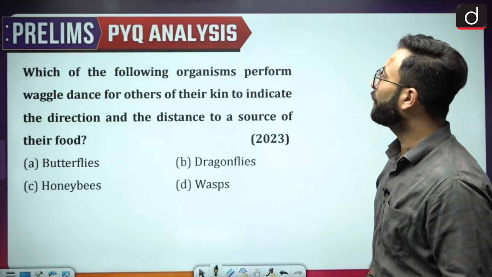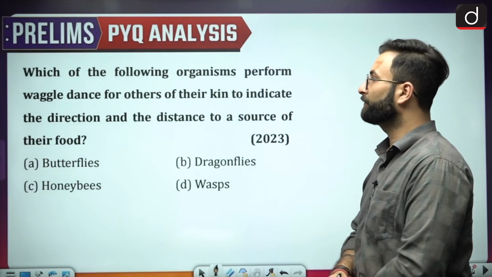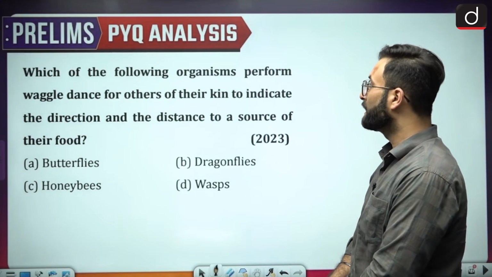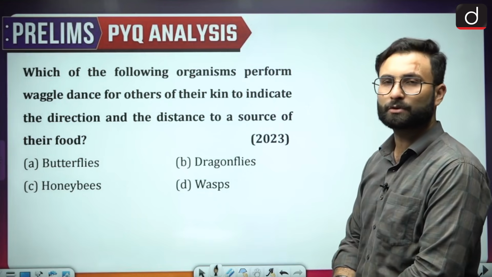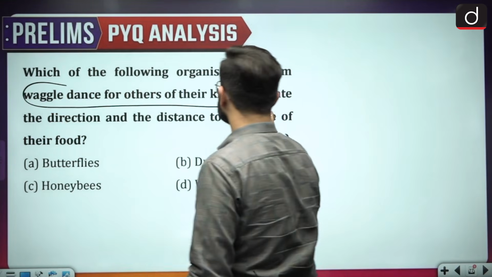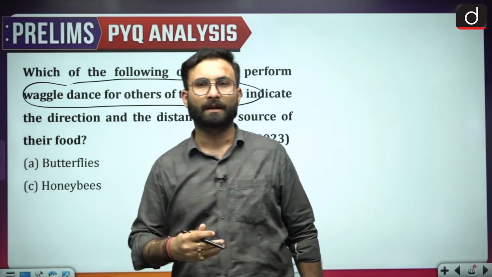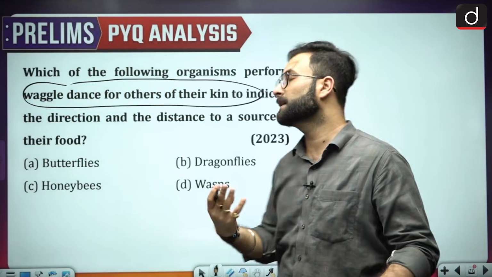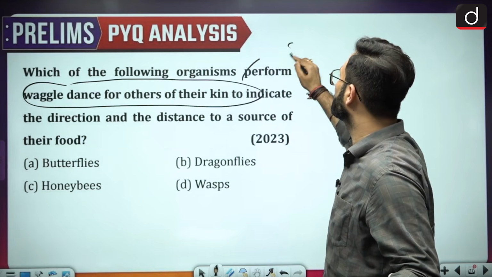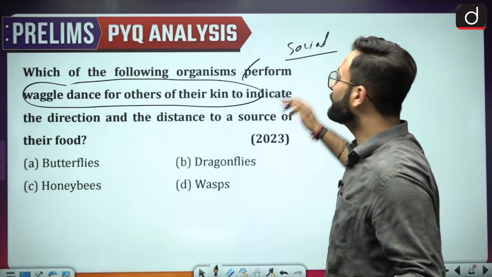Which of the following organisms performs the waggle dance for others of their kin to indicate the direction and the distance to a source of food? Basically what they are saying is that they are dancing for their kin. That means this is a species which has a community, or you can say these are social in nature. They have a community and they will be together.